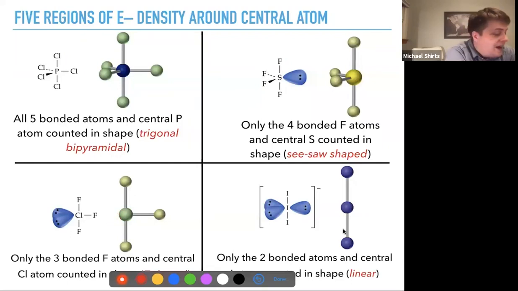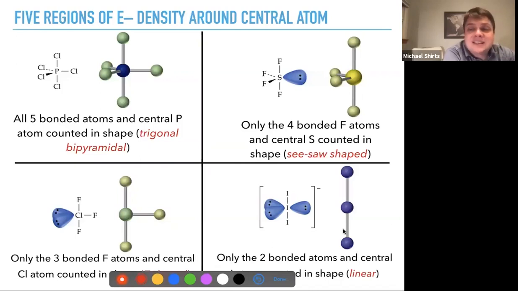So it's T-shaped. And finally, you have the case of 3 lone pairs and 2 atoms. And in that case, again, you have all 3 of the lone pairs along the equator, and so the atoms themselves are arranged in a line. So it's another possible linear arrangement that you can get. In this case, it's the triiodide ion. So those are the possibilities if you have 5 regions of electron density.